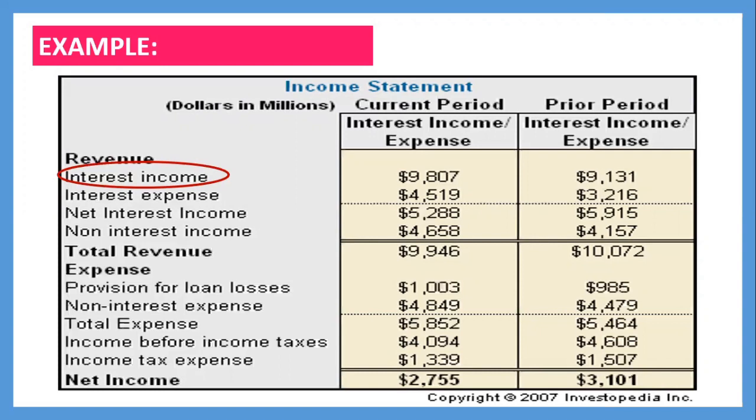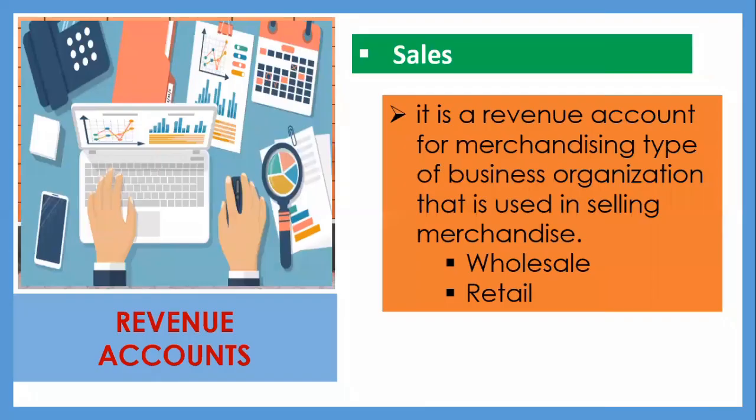Okay, next we have sales. So when can we use sales in our income statement? But before that, let us define sales first. Sales is a revenue account for a merchandising type of business organization that is used in selling merchandise. For example, we have wholesalers and retailers. So if you are into wholesaling and retailing business, then this is the account title or account name that we should be using in our income statement.